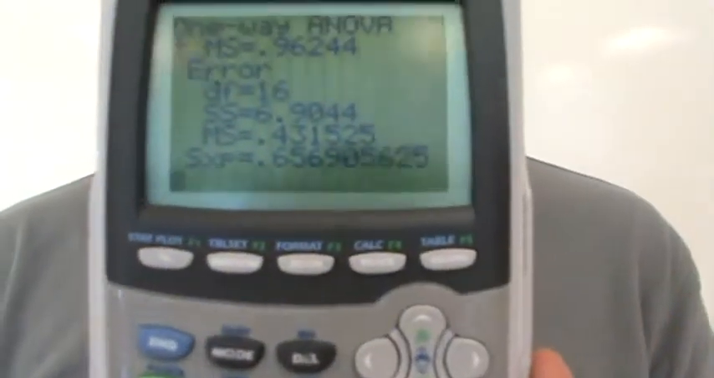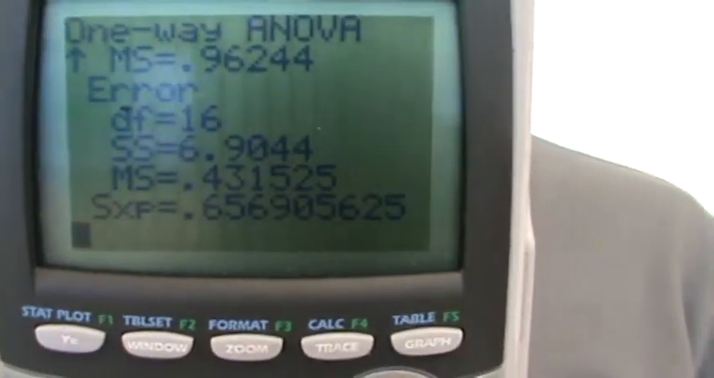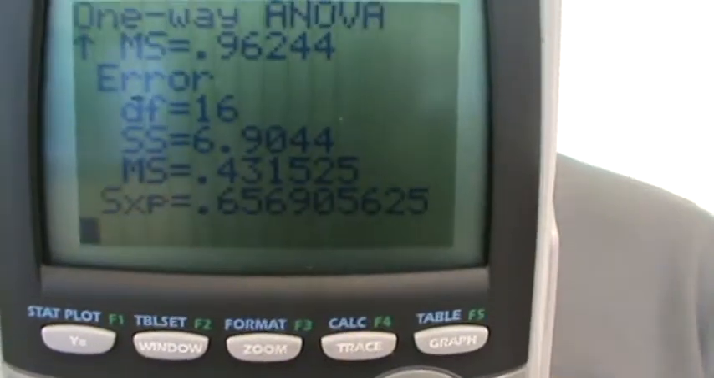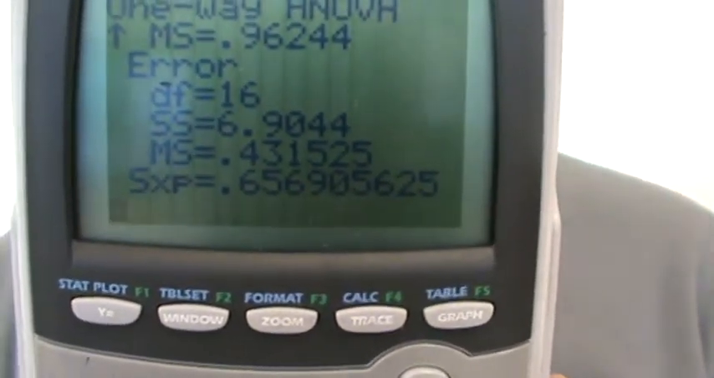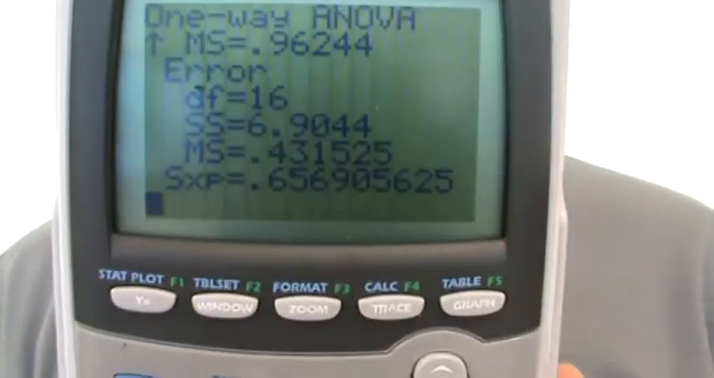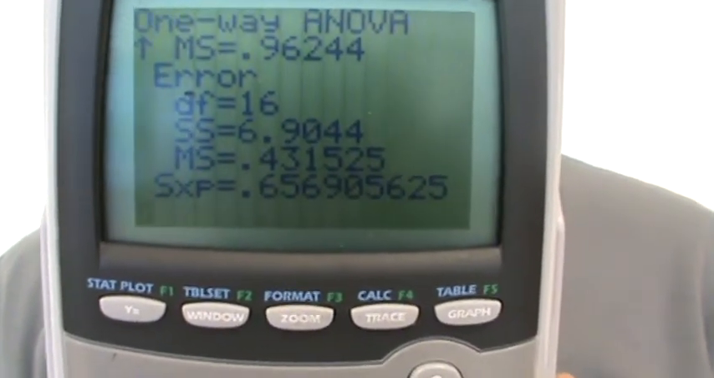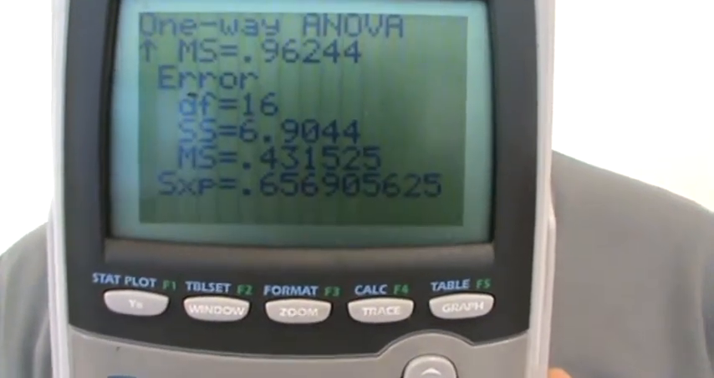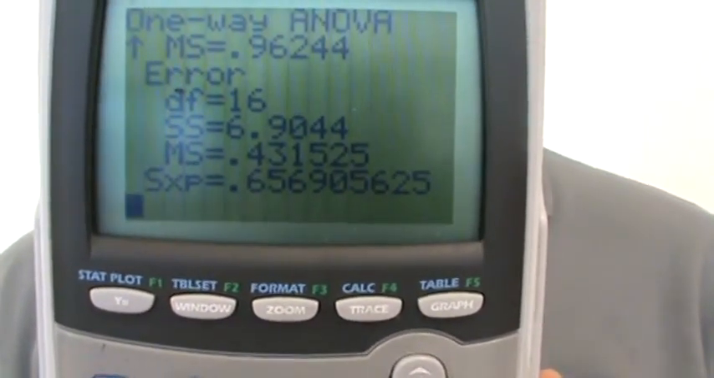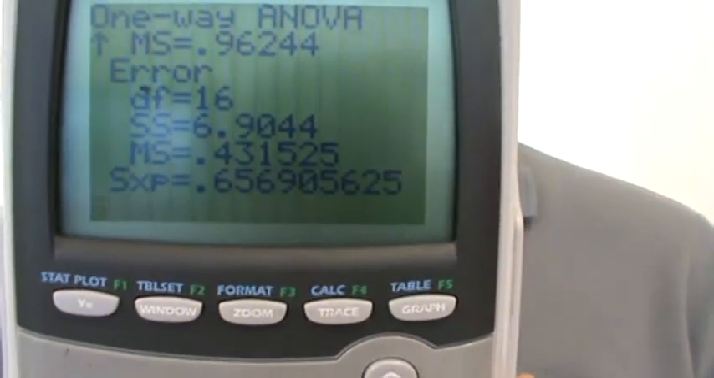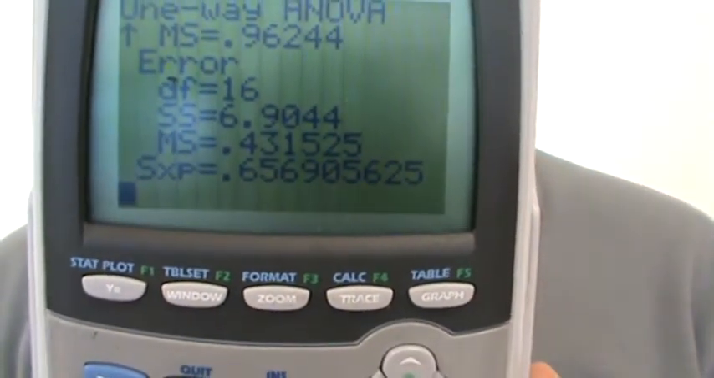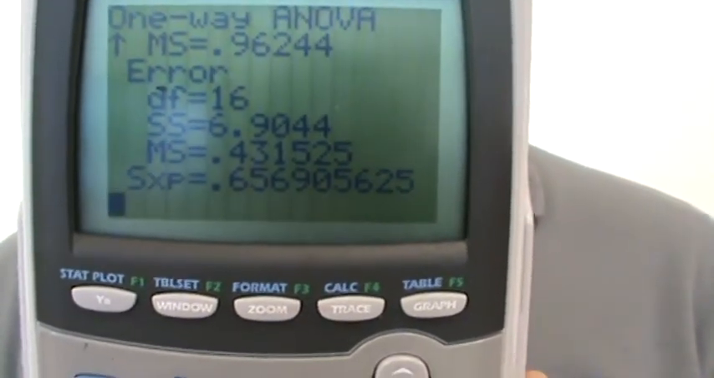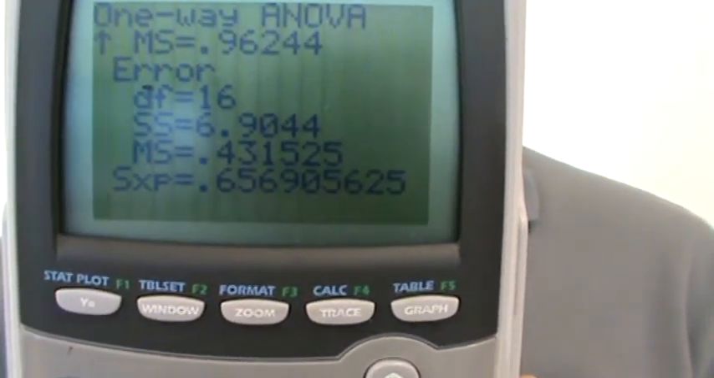Now if I scroll down, it goes to the next part, error. My degrees of freedom for error is 16. Now how do I get my 16? Well, there are 4 categories, and each category has a sample size of 5. Four times 5 is 20, so I have a total of 20 observations among all 4 sororities. If I do capital N minus k, what's k? 4. So 20 minus 4 is 16. That's where the degrees of freedom come from.